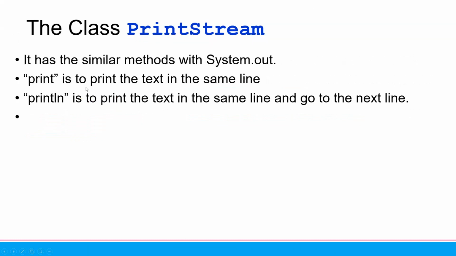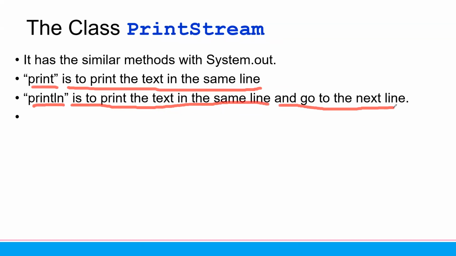So the method is similar to what we learned before, System.out. If we use print, it means we want to print the text in the same line. If you use println, it is to print the text and go to the next line. So the idea is similar to what you do on the console. If you print, you just print in the same line; with println, you print and then go to the next line, and it uses this PrintStream.